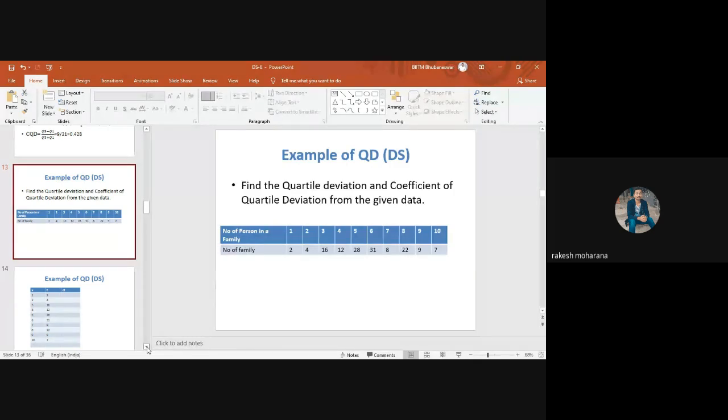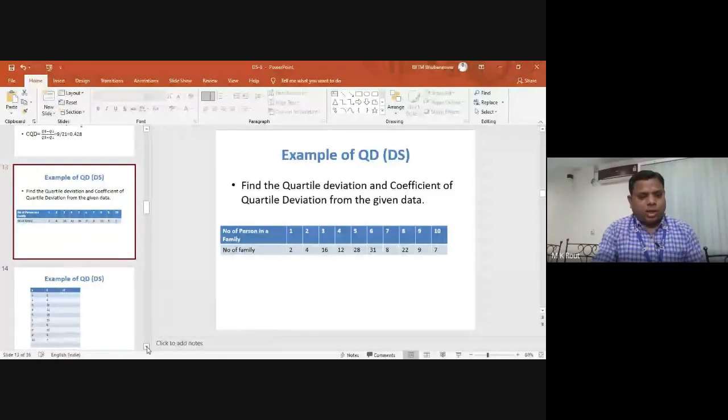Number of persons in a family. Here the frequency is already given, so there is no need to generate it, unlike the previous problem. You just have to calculate the cumulative frequencies, and there is no need to arrange in ascending order because the data is already arranged in ascending order. Just calculate the cumulative frequencies and the sum of frequencies. Then proceed for calculation of Q1 and Q3.